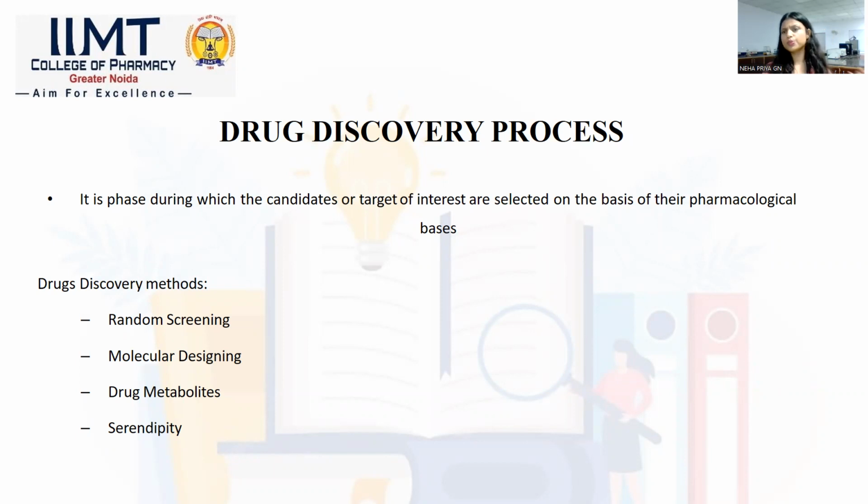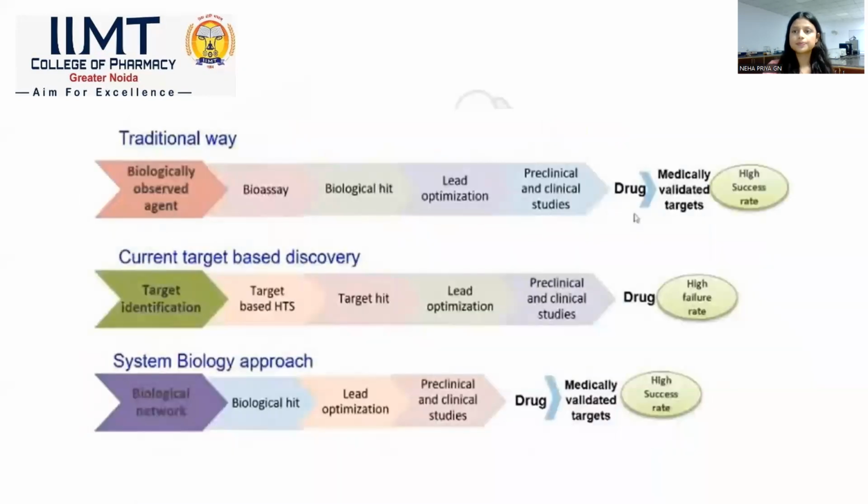Later on, we moved to random screening. We just used a random target, and we had a big number of compounds to work on that target. If a compound gave a certain result, then we were okay with that. Moving further, there were drug metabolites and molecular designing. Molecular designing is a very good initiative in drug discovery, because of it we get to understand the drug in a better form than in the other states.